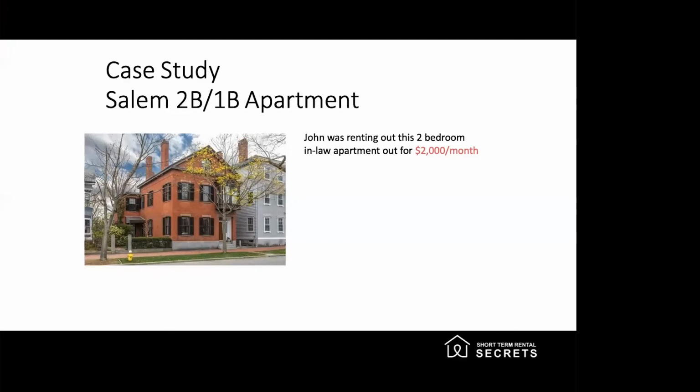So I met this guy, we'll just call him John. He was renting out this 2-bedroom in-law apartment for about $2,000 a month. He lives in this front section, a beautiful 1800s brick home. And back here is a little 2-bedroom apartment he was renting out for $2,000 as a long-term rental.